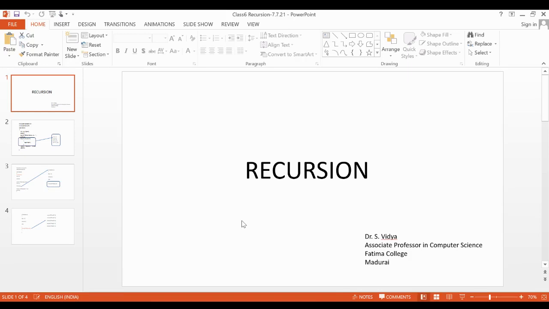In this lesson module, we are going to learn about recursion. Recursion is a concept used in functions where a function calls itself. There are two kinds of recursion, direct recursion and indirect recursion. Our focus is going to be on direct recursion in this lesson.